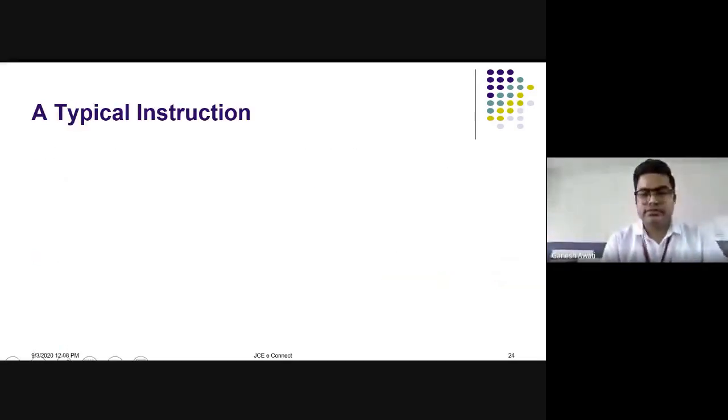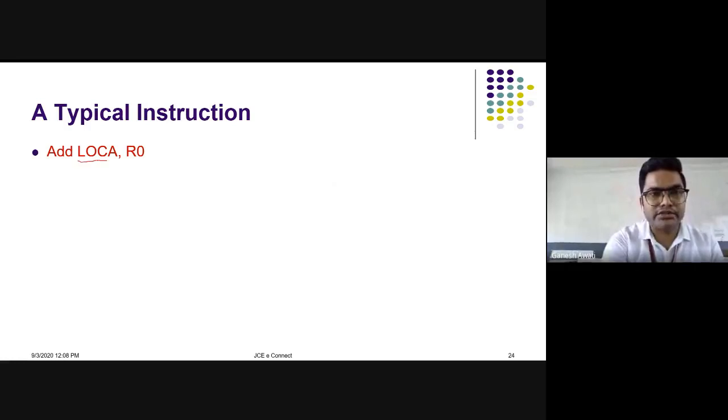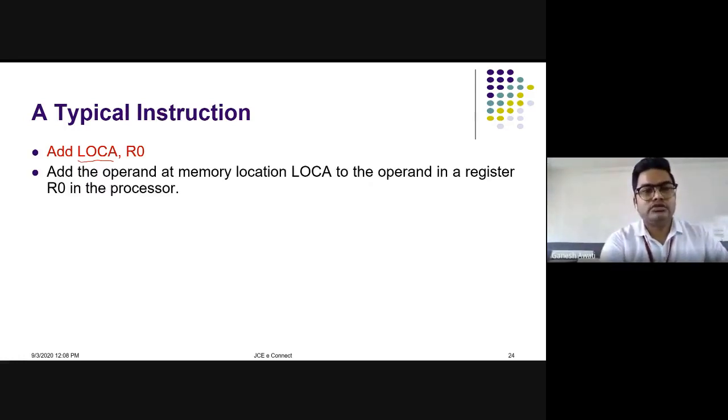So a typical instruction in assembly language is ADD LOCA, R0. LOCA stands for location, that is, the memory location. Now let's see what this instruction will do. It adds the operand at a memory location to the operand in a register R0 in the processor. So add the content of these two. This is the location in the memory, and this is the register R0.